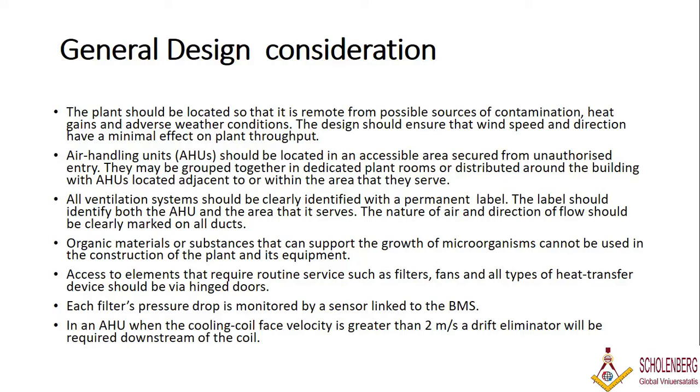The general design considerations: any air conditioning plant should be located remote from possible sources of contamination and heat gains. Most of the air handling units should be located in an accessible area, secured from unauthorized entry. All ventilation systems should be clearly identified with a permanent label. Organic material or substances that can support the growth of microorganisms cannot be used in the construction of the plant and its equipment. Access to the elements that require routine service, such as filters, fans, and all types of heat transfer devices, should be via hinged doors. That is also very important from the operating point of view.